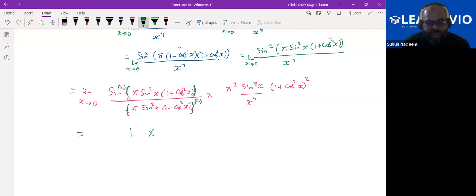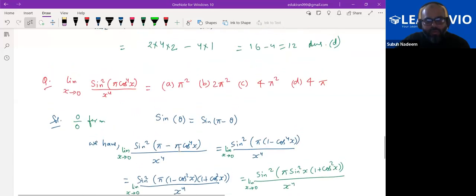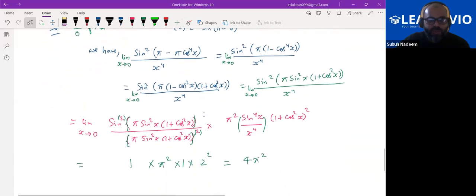Here sine x by x to the power 4, where x is approaching 0, this one will also be 1. So pi square into 1. And here cos of 0, so cos of 0 is 1. So 1 plus 1, 2. It will be 2 square. So what we finally get is 2 square pi square, which is 4 pi square. So Levin is saying option C. So option C, yeah, correct. It is 4 pi square.